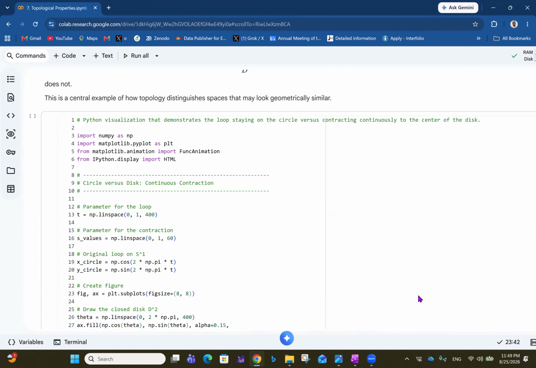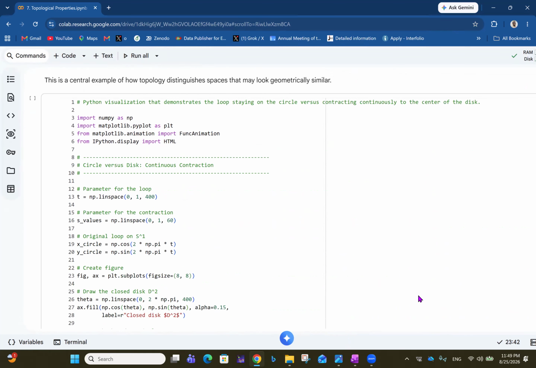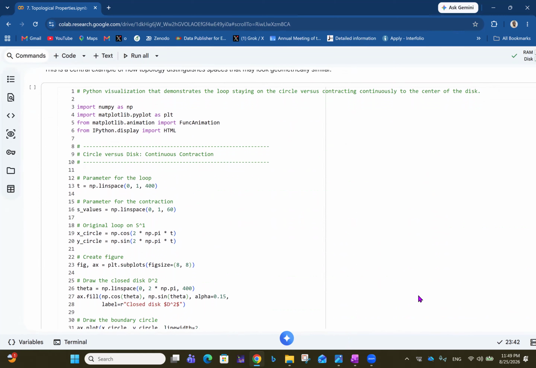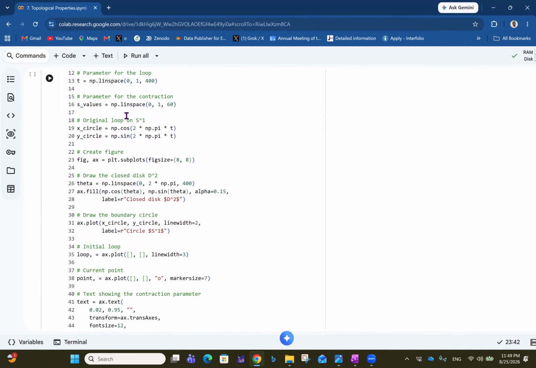So let's look at this Python example. It's the same formula and equations we have up there. That's what we are using here. I'm just going to show the code on the screen in case you need to look through. So we define the x circle, y circle: cos 2 pi t, sine 2 pi t. Then for s values, you take values from 0 to 1, because t and s vary from 0 to 1.